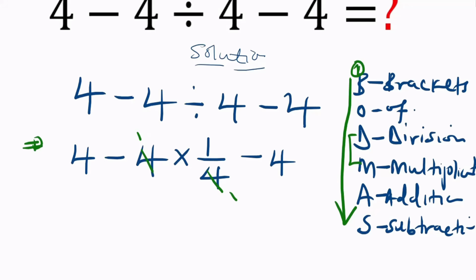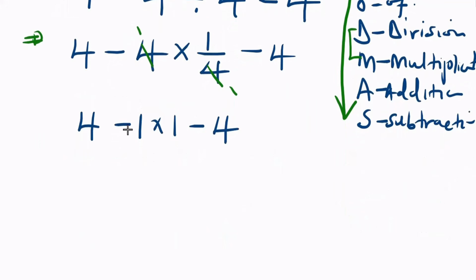Then the next step, we are remaining with 4 minus, here it is 1, then multiplied by 1 minus, we are now on this one, minus 4. So as we proceed simplifying, we are going to have 4 minus, the 1 multiplied by 1 gives us a 1, then minus the 4. So at this stage, we can see that we have only subtraction. Therefore, the order doesn't matter so long as the sign is the same. We have only one symbol, or we have only subtraction.